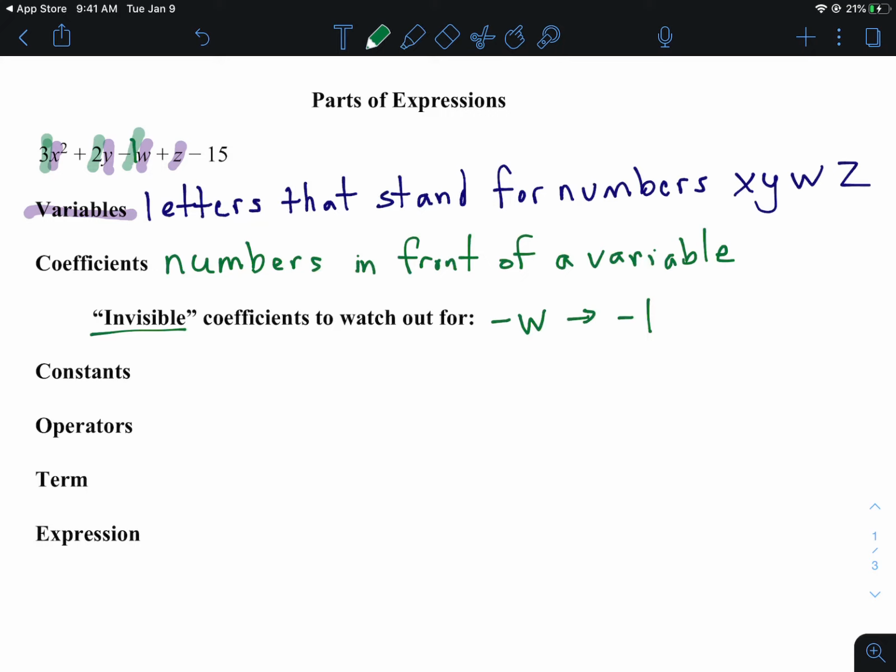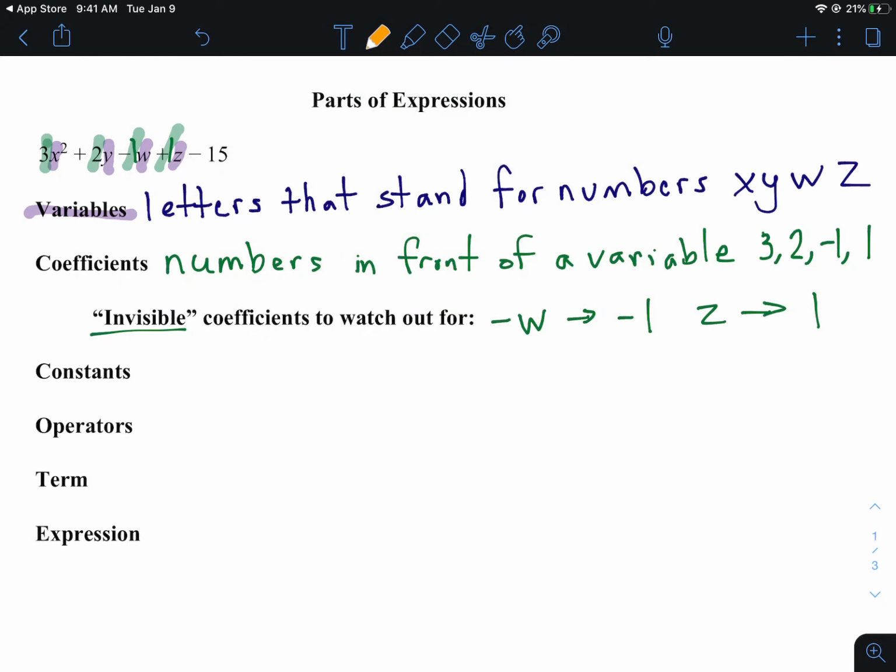The z also has a coefficient. Every term has a coefficient. Z would have a coefficient of +1. We don't write in the ones because anything multiplied by 1 is itself, but they're always there. So our coefficients in this expression are 3, 2, -1, and 1.